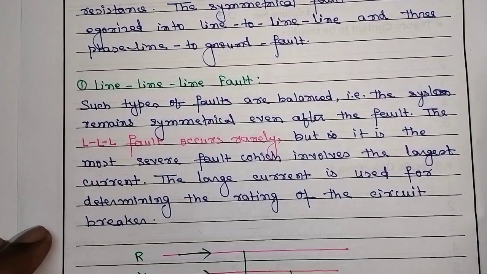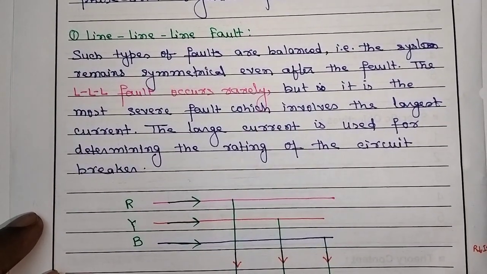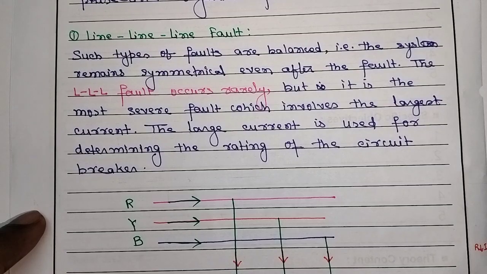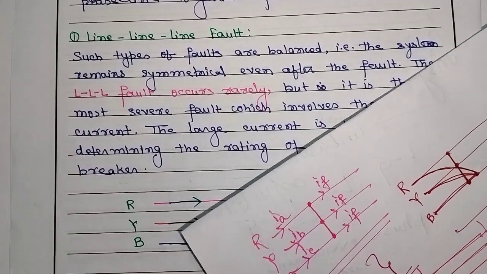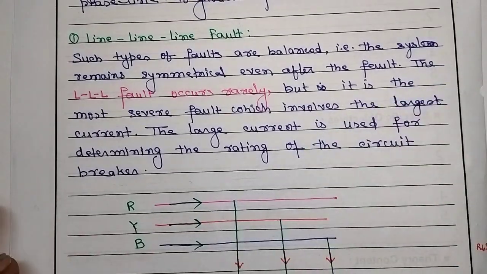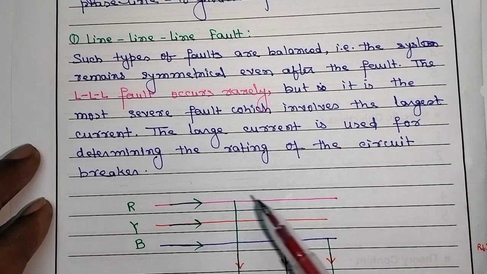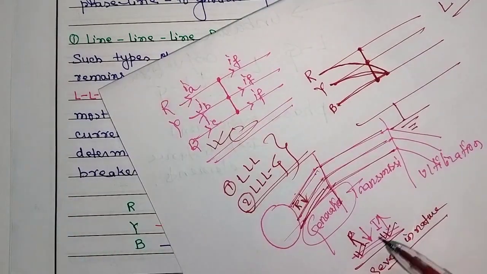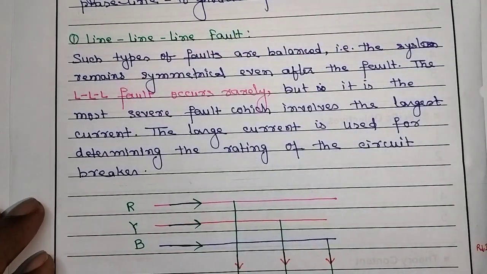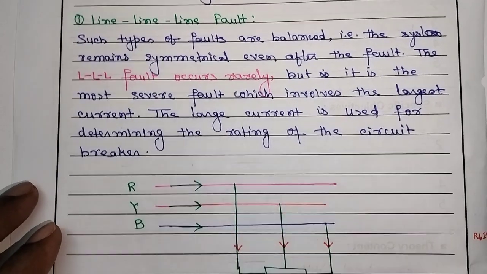Such types of fault are balanced, that is, the system remains symmetrical even after the fault. Already I have told you that when a fault occurs, the system remains the same; it does not change. The LLL fault occurs rarely, but it is the most severe fault, which involves the largest current. The large current is used for determining the rating of the circuit breaker.